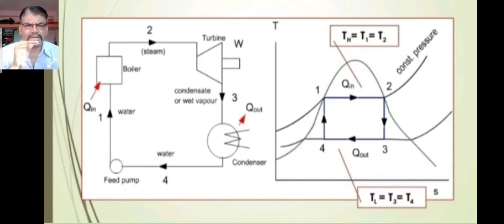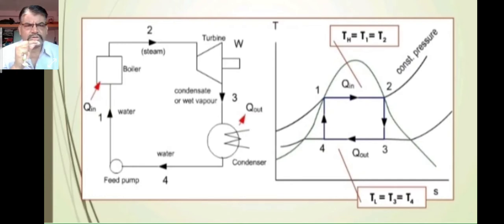If you see the TS diagram, T is temperature and S is entropy. There are 4 processes. Process 1 to 2: in between 1 to 2, there is a boiler. The boiler generates heat at constant pressure. Then in between 2 to 3 there is a turbine. The isentropic expansion is happening, which means S, that is entropy, remains constant. Then in between 3 to 4 there is a condenser.